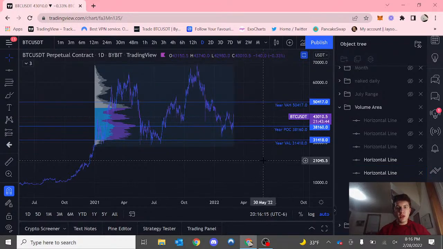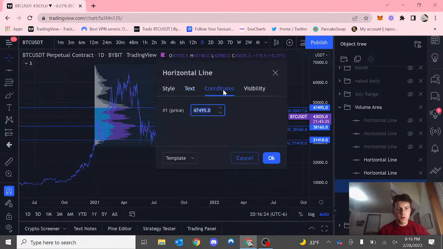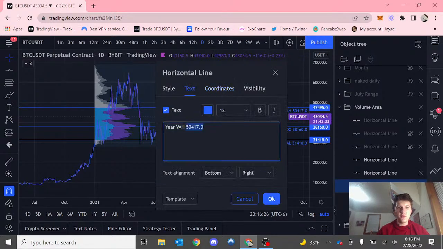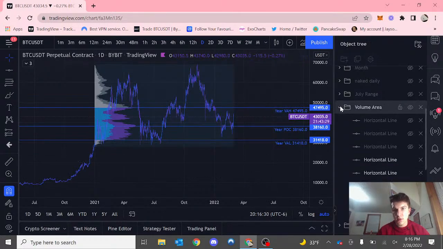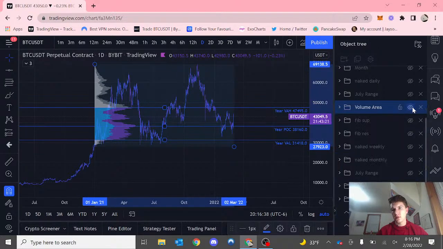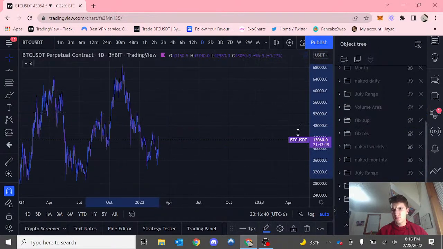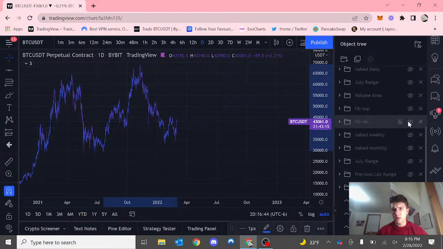So that is a major support right there, that's your point of control. And this did move down a lot too. Wow, okay. Good thing we updated these. So right here, 47,500 roughly, major resistance, I'd say. And that should be about it.